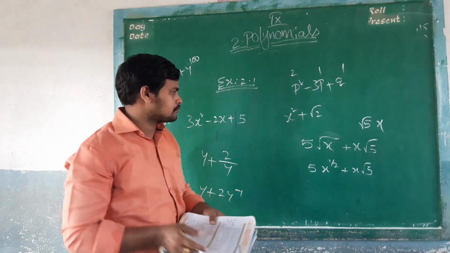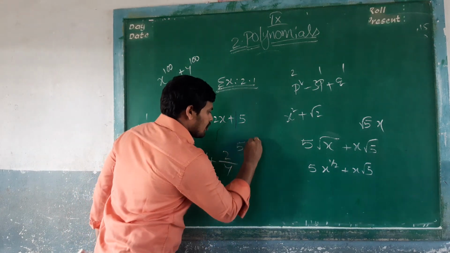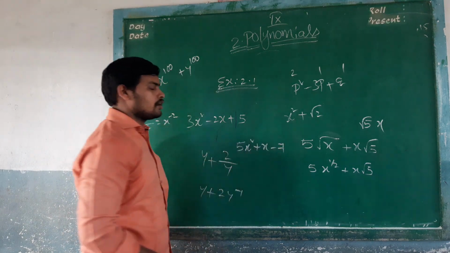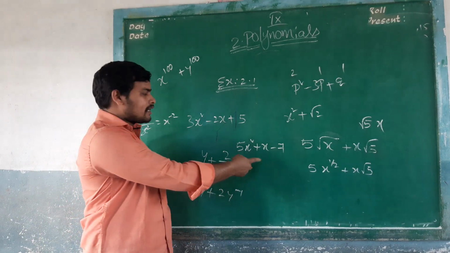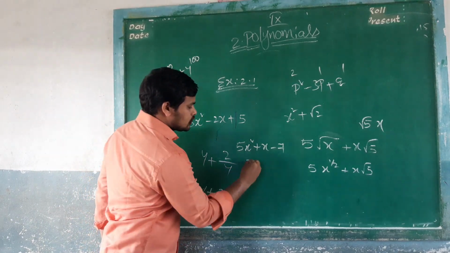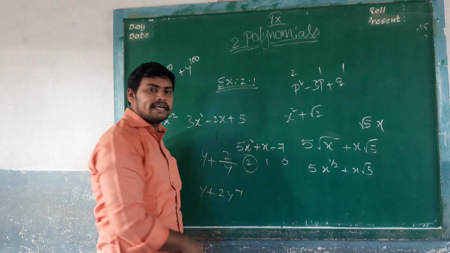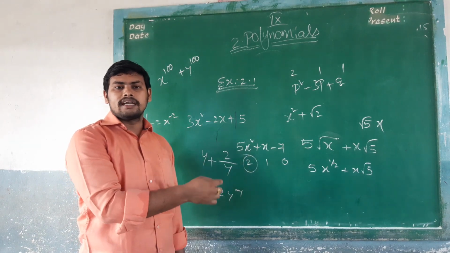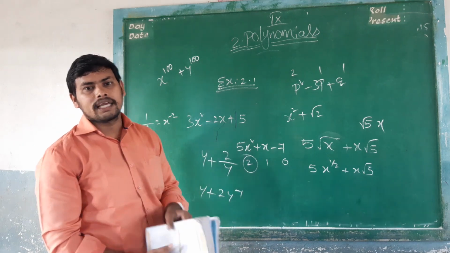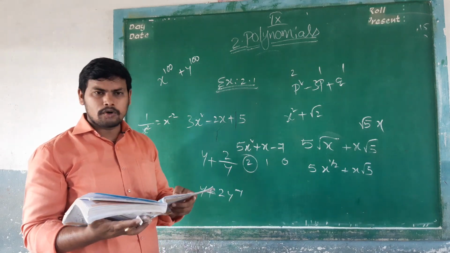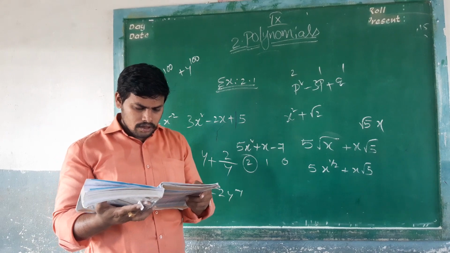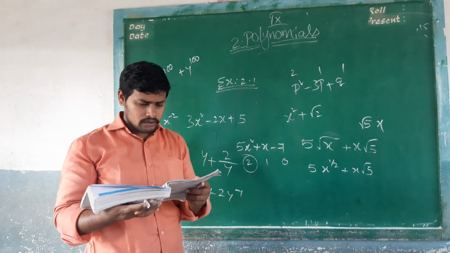So first, 5x square plus x minus 7. What is the degree here? The degrees are 2, 1, 0. What is the largest one? 2 is the largest one, so the degree is 2 here. Whenever the degree is 2, it is called a quadratic polynomial. Same process for the others, so do it now.